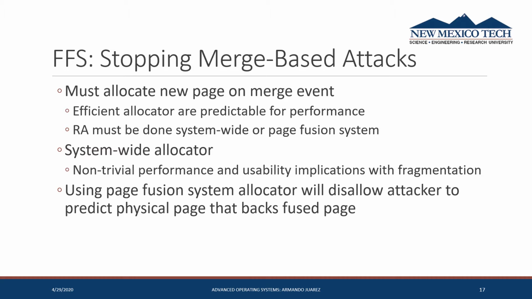Now, if we decided to use the system-wide allocator, there would be basically non-trivial performance and usability implications with respect to fragmentation. Because then we're not only dealing with just page fusion, but we're changing how the entire system does it for user-level programs, kernel-level programs, which could definitely make the implications skyrocket past the point of this paper. So, as a result, the writers of this paper chose to use the page fusion system allocator, and they deduced that it will disallow the attacker to predict physical pages that will be used for backing fused pages.